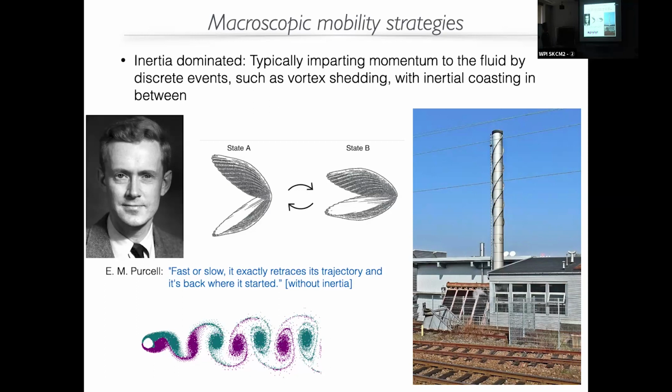I was amused to find out that one of the persons who contributed to these studies is Edward Purcell, of course very famous in solid state physics, an NMR pioneer and solid state physics Nobel laureate. So that's one of the quotations attributed to him that has to do with these kinds of pictures.